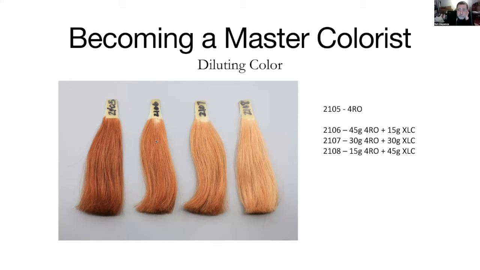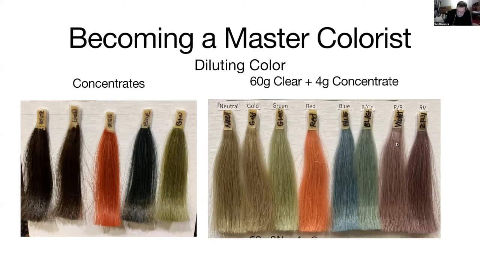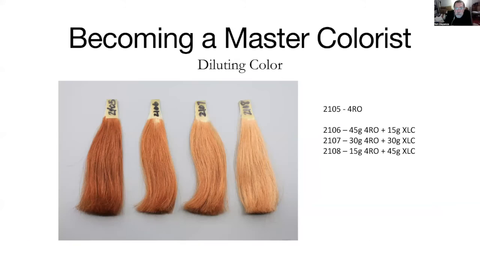And here you can see the first formula where I diluted it. Now remember, these were processed for 45 minutes with 20 volume developer. So this first one, you can see it's lighter. Then it gets even lighter because I intermixed it with equal parts of XL cream. And in this case, number 2108, I mixed only 15 grams of the original 4RO with 45 grams of clear. And you can see how much lighter it became. So any color, regardless of whether it's permanent, deposit only, anything at all, can be diluted by using some form of clear.